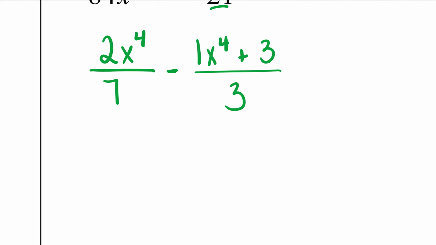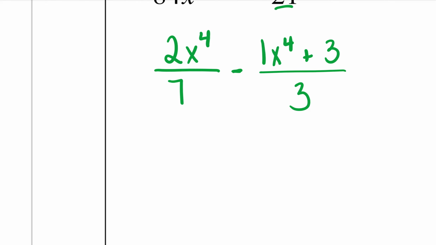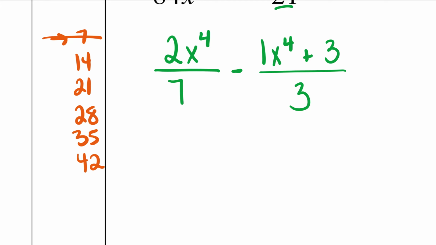And now I do the same thing. I want a common denominator. Again, I only need to look at the biggest number, 7. So I do 7, 14, 21, 28, 35, 42. I'm going to stop there. So I start from the smallest, work my way up, and find the first one that 3 can go into. Can 3 go into 7? No. Can 3 go into 14? No. Can 3 go into 21? Yes. That is my common denominator. All right.